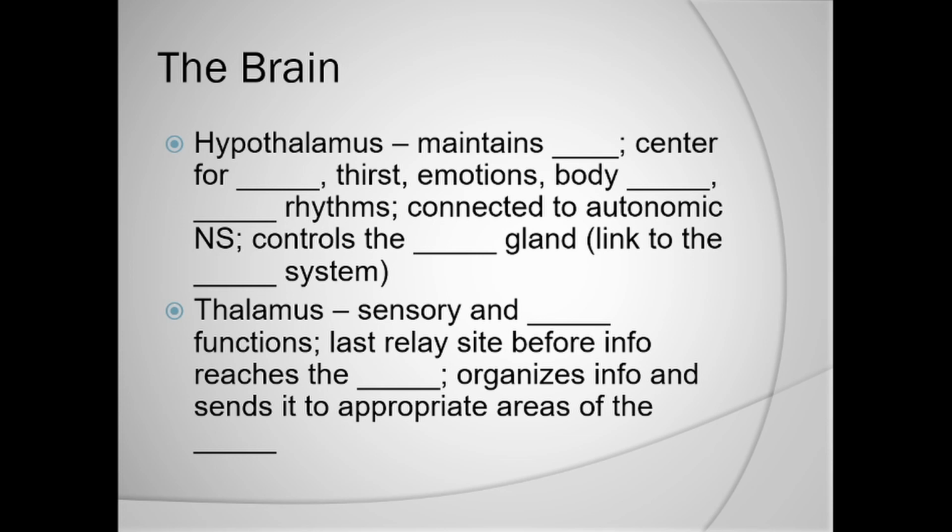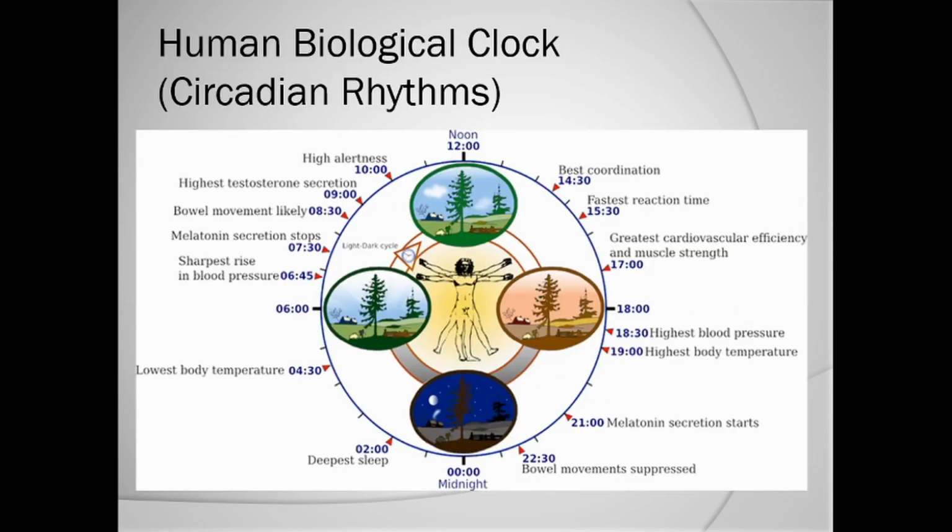So the thalamus is, if you think of the brain as a ball, the cerebrum, the thalamus would be kind of like near the center of it. And then it sends that information to the different lobes so that information can be processed properly by the cerebrum.